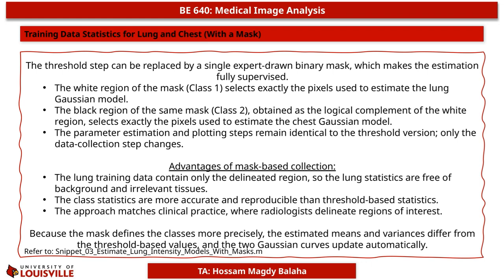Importantly, only the data collection step changes. The parameter estimation and plotting procedures remain the same as in the threshold-based approach. This makes the method easy to compare while improving the quality of the input data. The lung statistics are no longer influenced by background or irrelevant tissues, and the resulting class means and variances are more accurate and reproducible. This approach also reflects clinical practice, where radiologists commonly delineate regions of interest. Because the mask selects different pixels, the estimated parameters change, and the two Gaussian curves update automatically. The reference MATLAB file demonstrates this mask-based workflow.